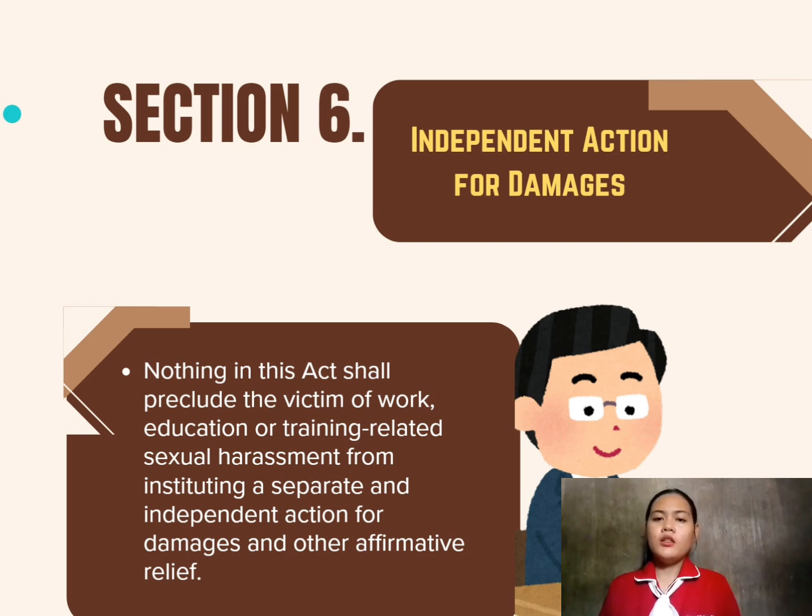Section 6. Independent action for damages. Nothing in this act shall preclude the victim of work, education, or training-related sexual harassment from instituting a separate and independent action for damages and other affirmative relief. And generally, an independent action for damages allows a party to seek compensation for losses resulting from another party's wrongful conduct, separate from other legal claims.